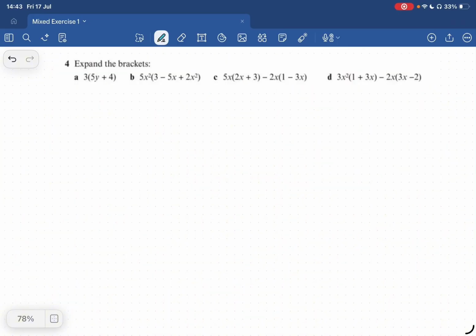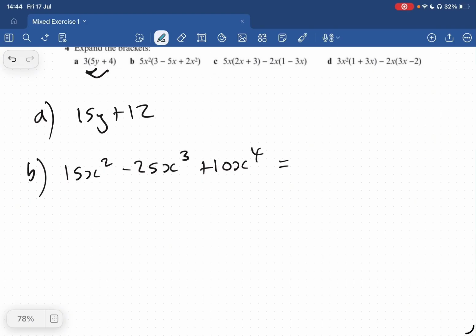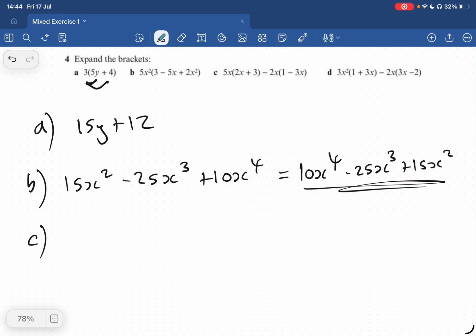Here's question 4, expanding the brackets. Okay, so claw method, 15y plus 12. Okay, claw method again here, so we've got 15x squared minus 25x cubed plus 10x to the 4. Again, I always like to write this with the highest x power first and the lowest x power last, just nice and neat. Okay, let's do this in a couple of steps, as many steps as you need.